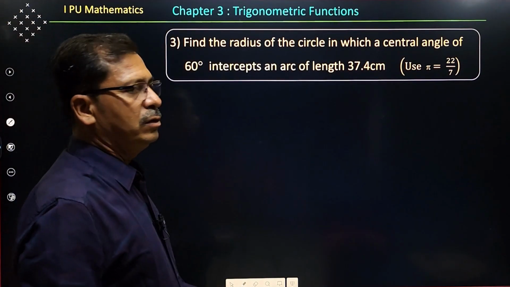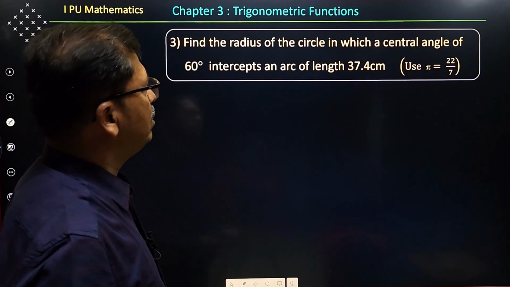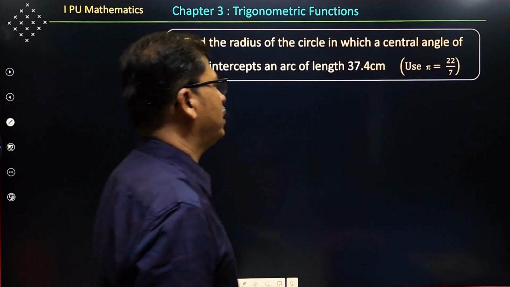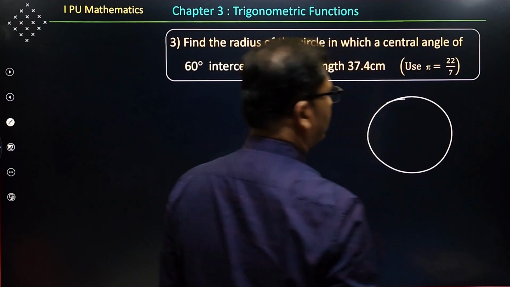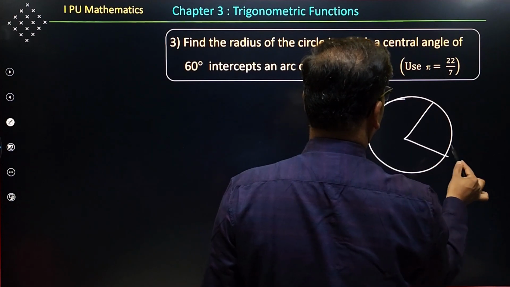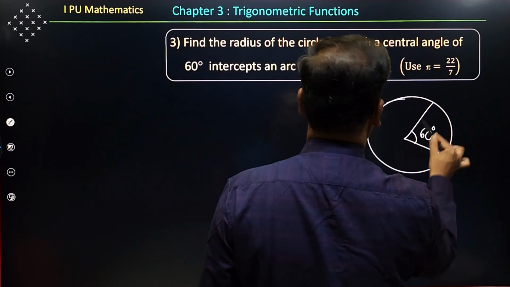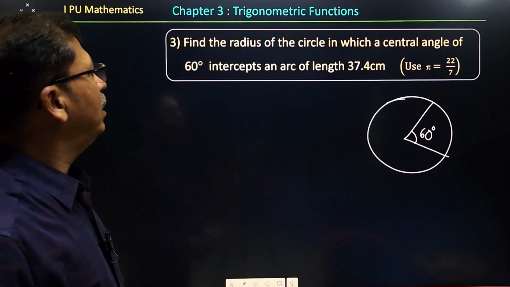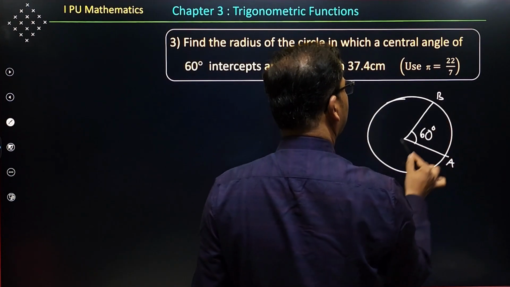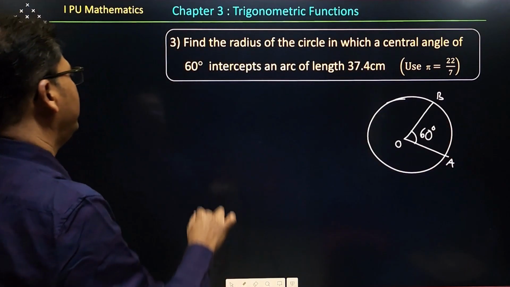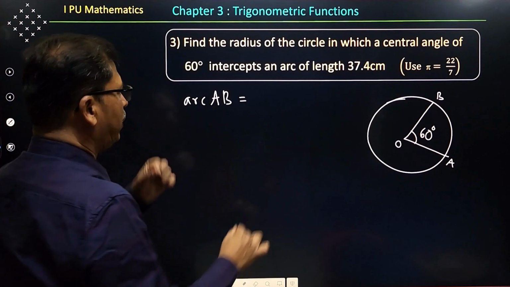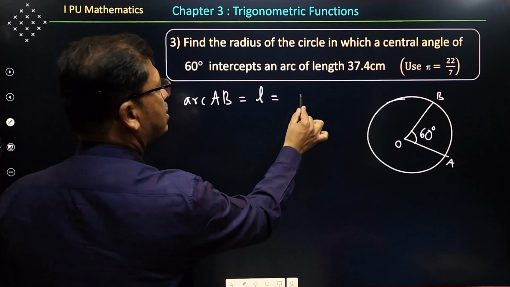Here is the question: find the radius of the circle in which a central angle of 60 degrees intercepts an arc of length 37.4 centimeters. Here is a circle, and this central angle of 60 degrees intercepts an arc of length 37.4. Taking the endpoints as A and B, arc AB is equal to, in our notation, L, which is 37.4 centimeters.